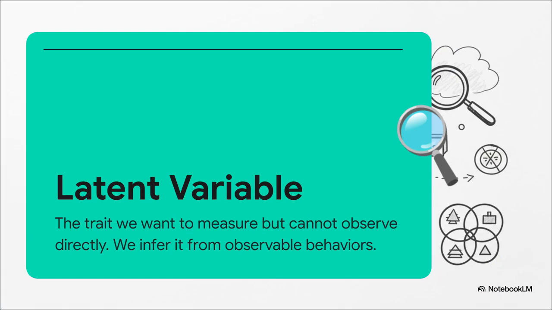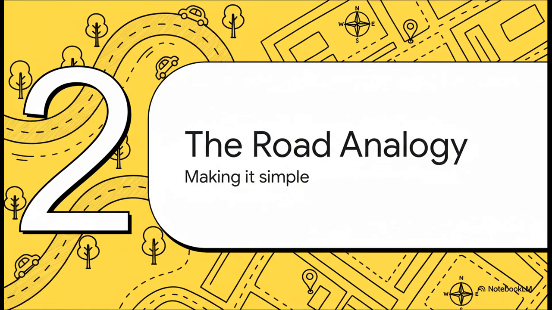So here's the deal. A latent variable is basically that hidden trait we're interested in, like intelligence or empathy. You can't stick a thermometer in someone's ear and get an empathy reading, right? So instead, we have to be detectives. We infer it by looking at things we can see. How someone answers a question on a survey, for example. Those observable behaviors are our clues to the hidden trait. To make this concept super clear, let's use a simple but really effective analogy. We'll call it the road analogy.